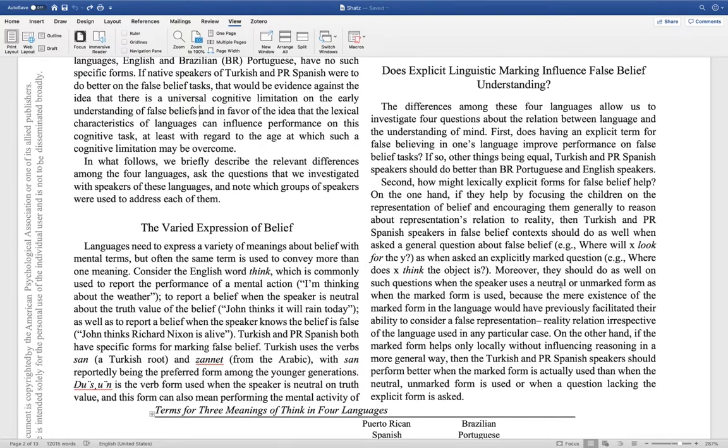Second, how might lexical explicit forms for false belief help? On the one hand, they help by focusing the children on the representation of belief and encouraging them generally to reason about representations' relation to reality. Then Turkish and PR Spanish speakers in false belief contexts should do as well when asked a general question about false belief, e.g., where will X look for the Y, as when asked an explicitly marked question, where does X think the object is?